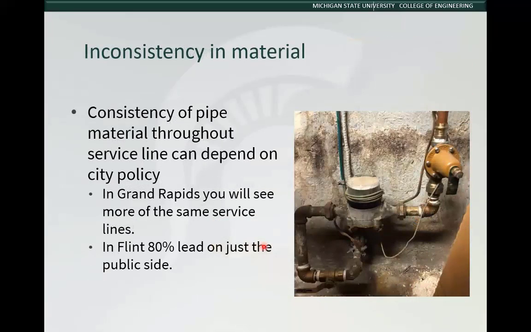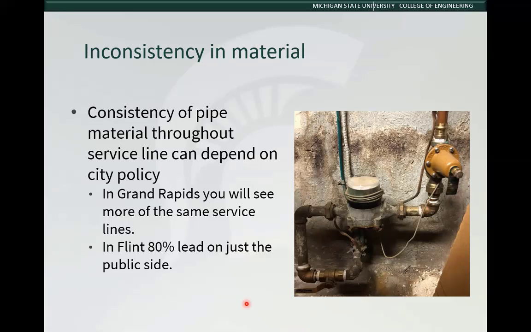And the challenge is to identify those materials. What you will often find is that the consistency of the pipe material throughout the service line will depend on the city policy. For instance, if you go to Grand Rapids, you'll see more of the same service line material on both the public and private side. In Flint, when they did the identification of lead service lines, they found that 80% of the lead was just on the public side, not on the private side.